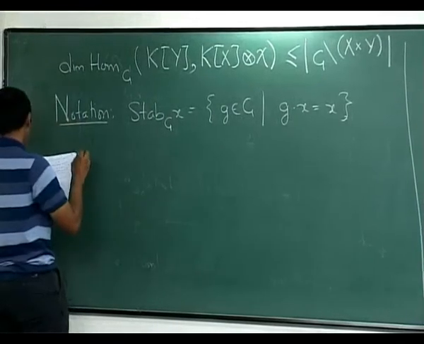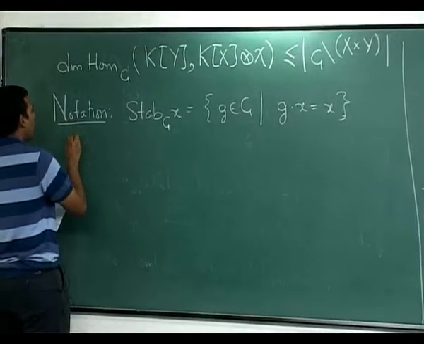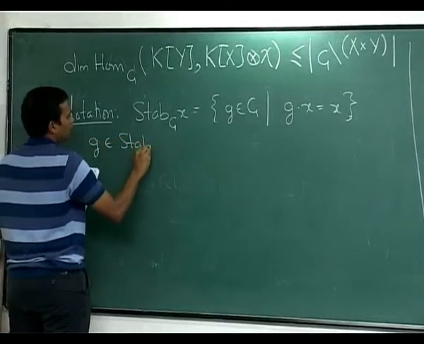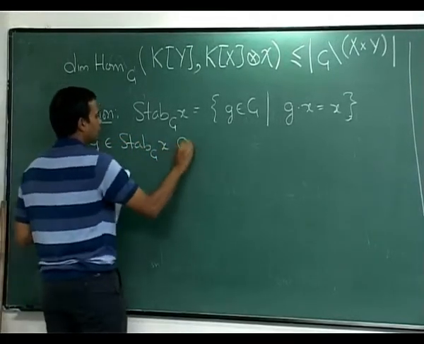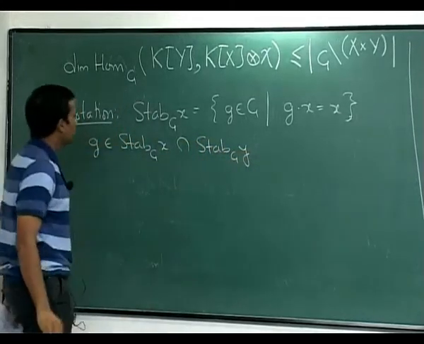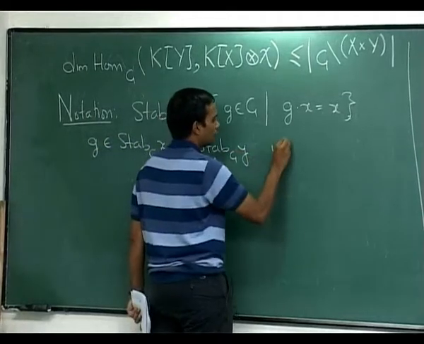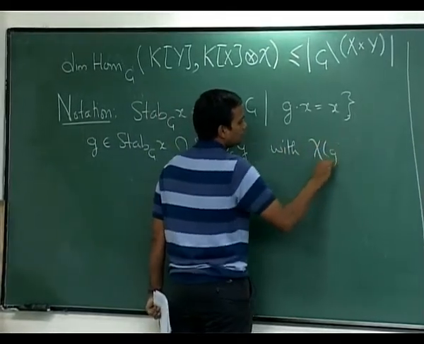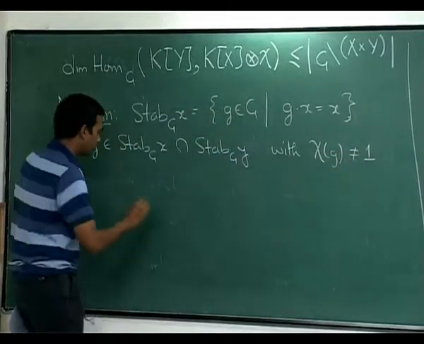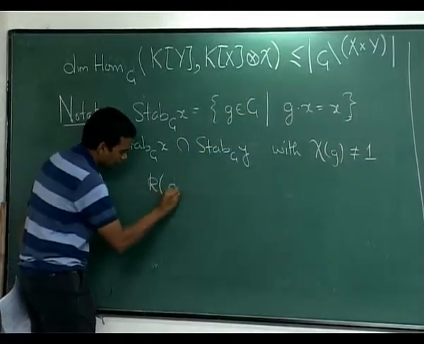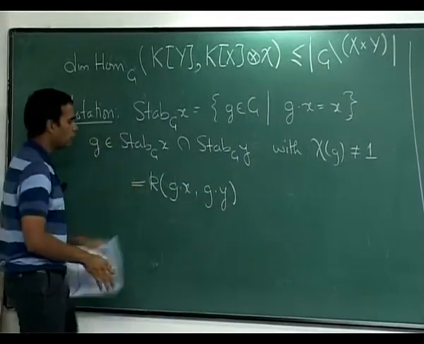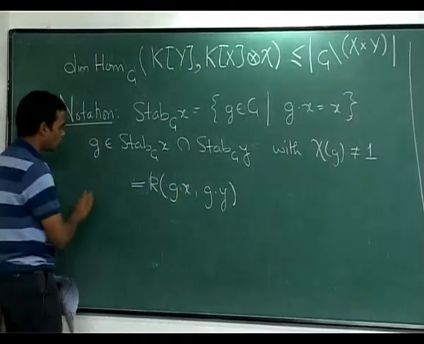Now consider the following situation. Suppose you have g in the stabilizer of x intersect the stabilizer of y, but for which chi of g is not equal to 1. I'll look at k of g dot x, g dot y. Now, since g dot x is x and g dot y is y, this should be k of x, y.